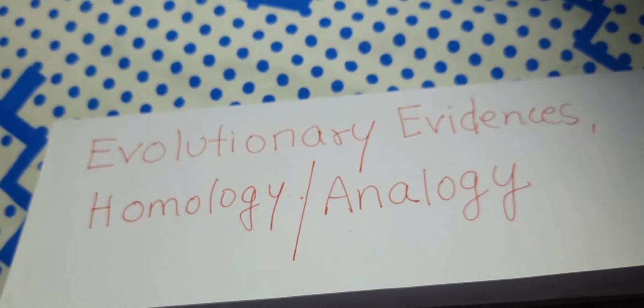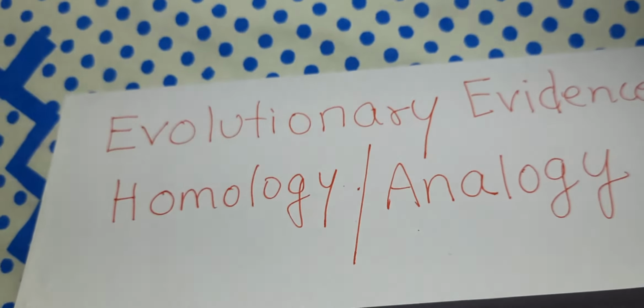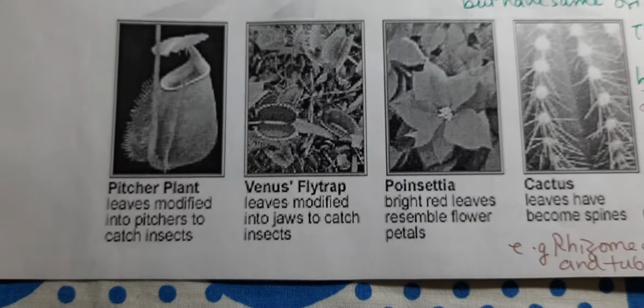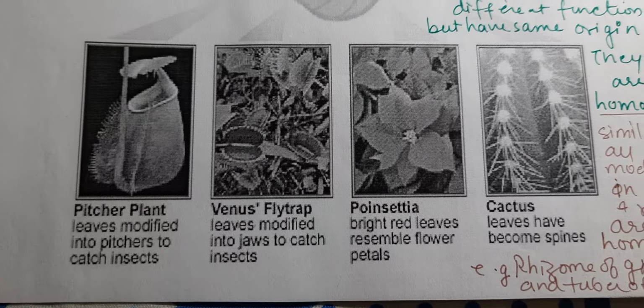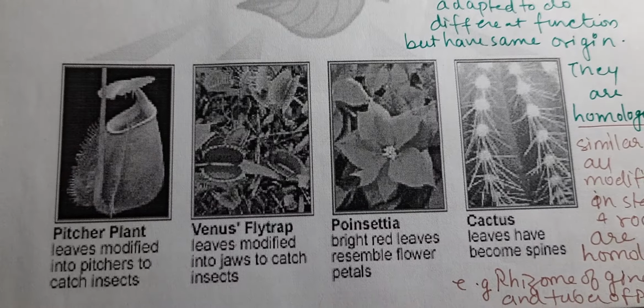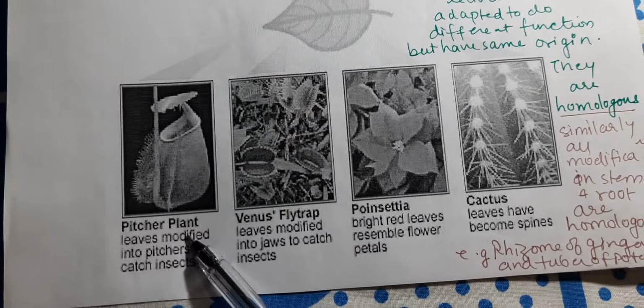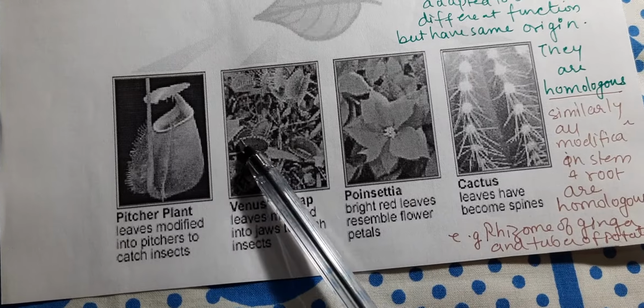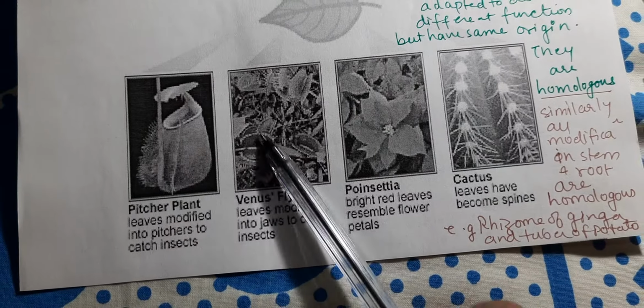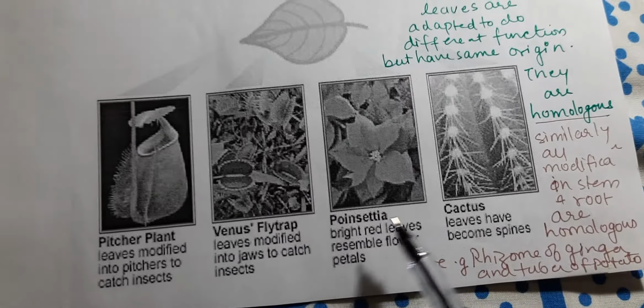There are many more examples of analogous and homologous, like if you compare divergent evolution, or you can see pitcher plant, Venus flytrap, Poinsettia, cactus. They are all modification of leaf. Here the leaf is modified to pitcher. Here you can see these spines meant for the trapping of the insect.